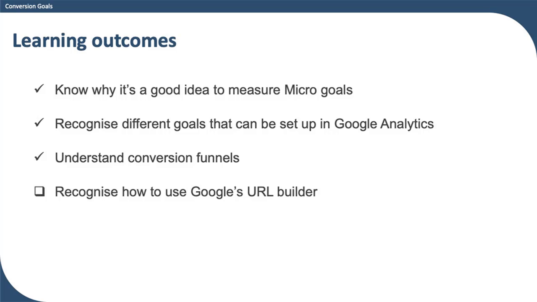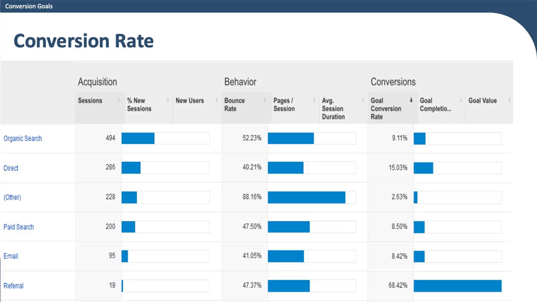Finally, we'll look at Google's URL Builder. Google Analytics reports conversions in lots of different reports. And this is the Acquisition Overview report. It shows the acquisition, behavior, and conversion metrics for each channel that are bringing visitors to your site. From here, you can click a channel to see a further breakdown. So for example, if you were to click Referral, you would see a breakdown of the acquisition, behavior, and conversion metrics for each site that refers visitors to yours.